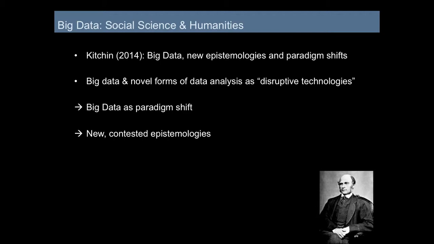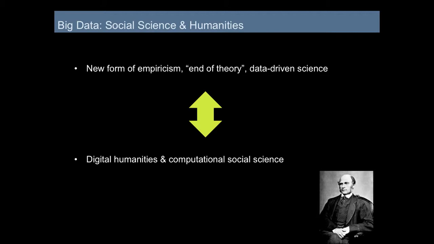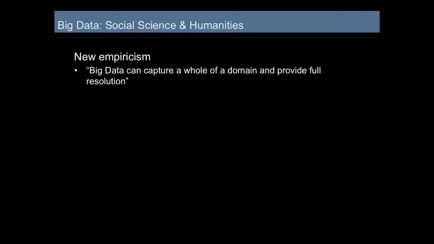He's basically distinguishing two different types of claims. On the one hand, what he labels a new form of empiricism, related to Chris Anderson's claims about the end of theory and a purely data-driven science, and he contrasts this with approaches in digital humanities and computational social science. Let me first turn to this new form of empiricism and how he characterizes it. What Kitchin does in this article is take claims from some of the proponents of this new empiricism, and then contradict these claims to show that this is not really the case, that there's no end of theory, and that the changes are not as envisioned by these new empiricists.